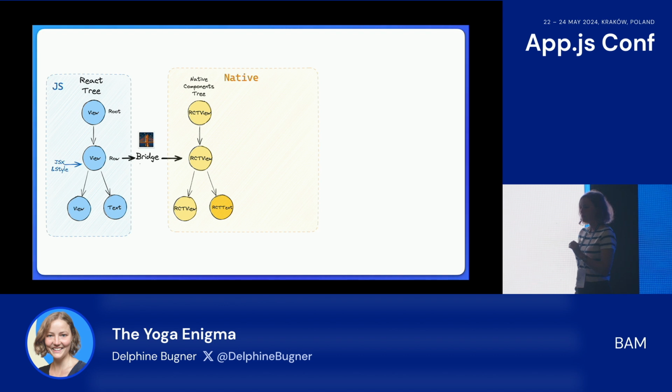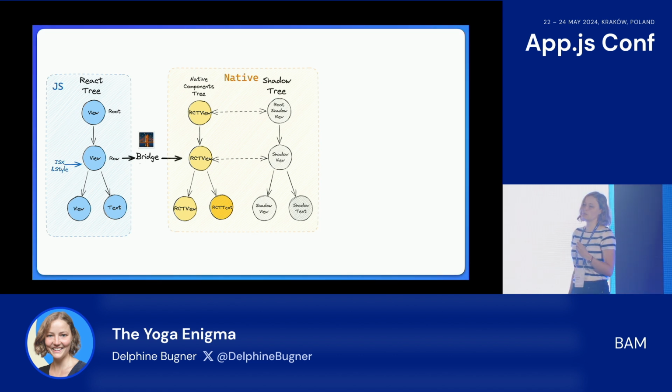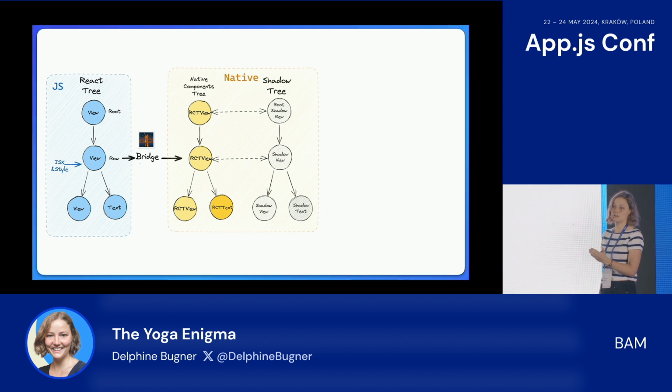Also in the native side, a third tree is created called the shadow tree. The shadow tree will be responsible for communicating with Yoga. So it receives the style information, but only the ones that are relevant for the measuring part. It doesn't receive the color, for example. You don't need to know a view is red to position it on screen. This is why I think it's called the shadow tree. It's full black and white.